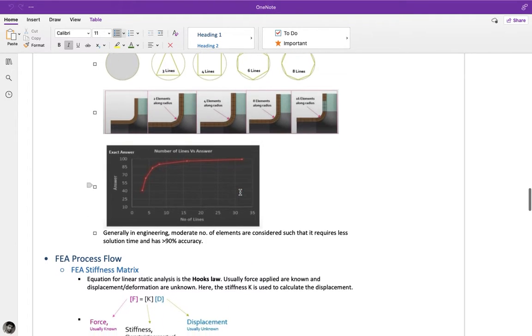But in general engineering practice, a moderate number of elements is considered, such that it requires less solution time and the accuracy is more than 90%. So only this moderate level is required. But what is this moderate level? We will see in the future videos.